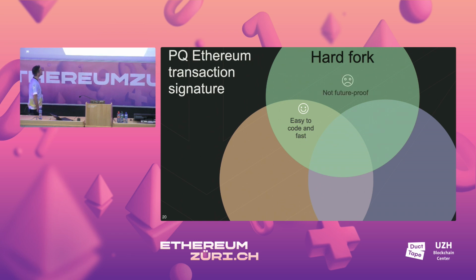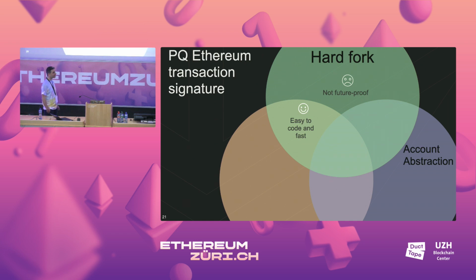The problem here is it's not future-proof. What happens if Falcon is broken? We need to do again a new hard fork, and you move again your ETH to an address that you can move, and so on. So is there any better way?